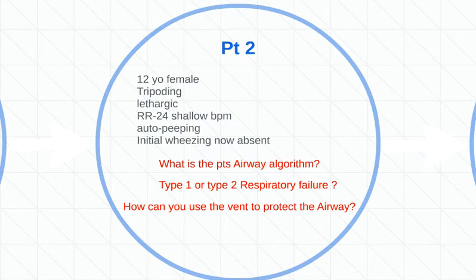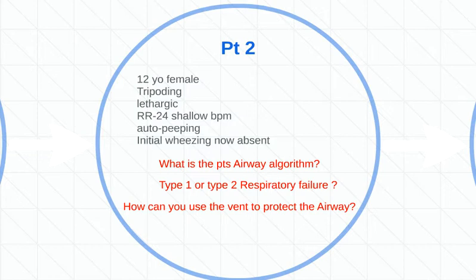12-year-old, tripoding, lethargic, respirations 24 and shallow. She's auto-PEEPing, and the initial wheezing is now absent. Everybody panics because it's a kid, and she's obviously having an asthma attack, and she now has a silent chest, so everybody's losing it.